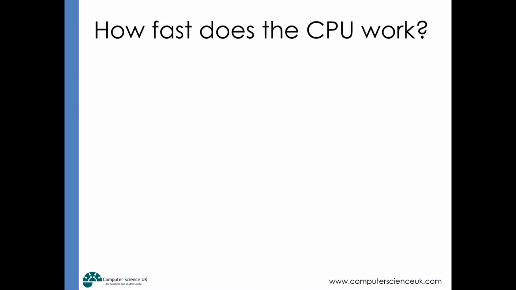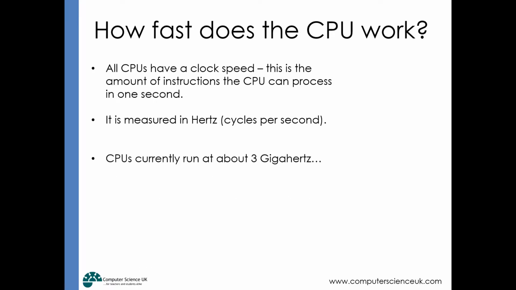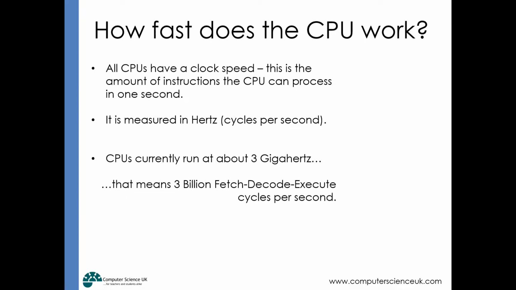So how fast does the CPU actually work? Now, all CPUs have a clock speed. So it's the amount of instructions that the CPU can process in 1 second. So the time frame is 1 second. And it's measured in hertz, so that's cycles per second. Now, modern day CPUs currently run at about 3 gigahertz. Now, what is a gigahertz? Well, that is 3 billion of these cycles every second. So it potentially can fetch 3 billion instructions, decode 3 billion instructions, and execute 3 billion instructions every single second, which is phenomenal.